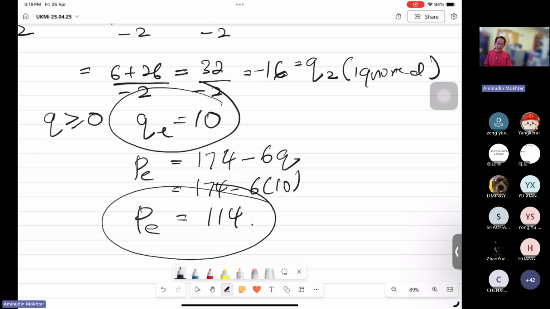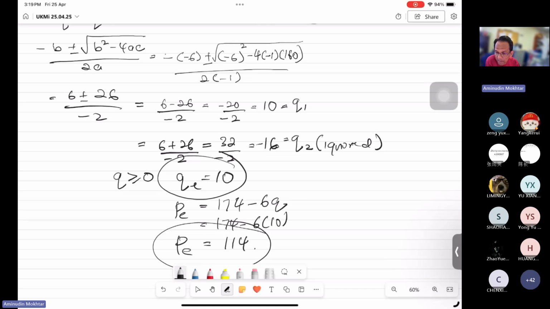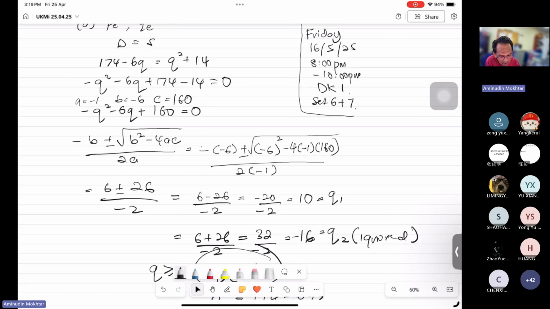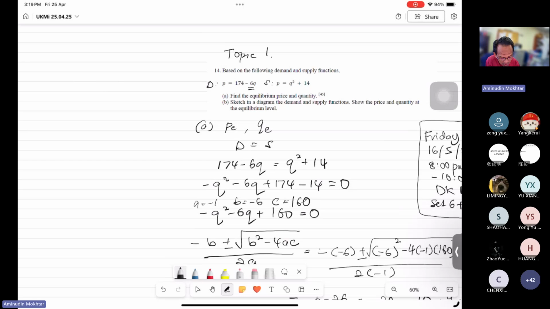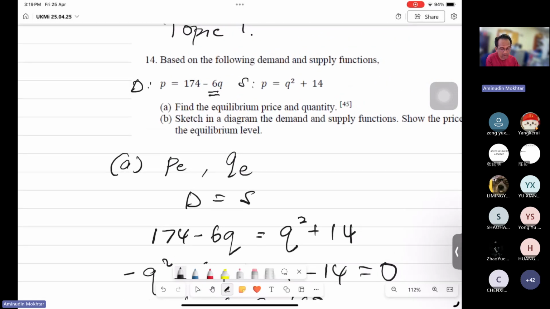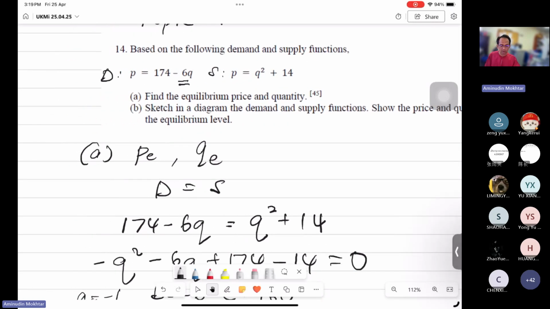Okay, that's how to answer the question. I hope you can focus. You can apply this concept, linear, quadratic, and so on, to find the correct answer. Okay, 40B. Sketch in a diagram the demand and supply function. Show the price and quantity at the equilibrium level.